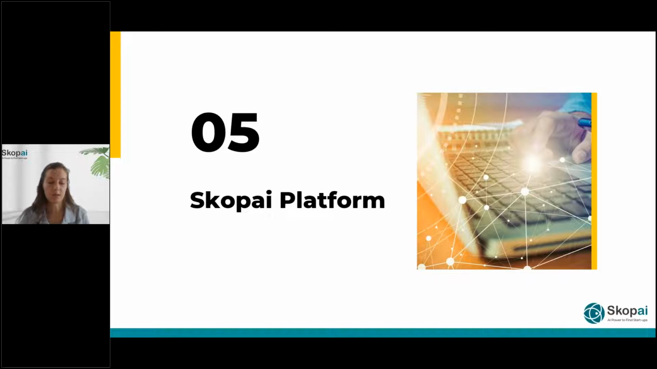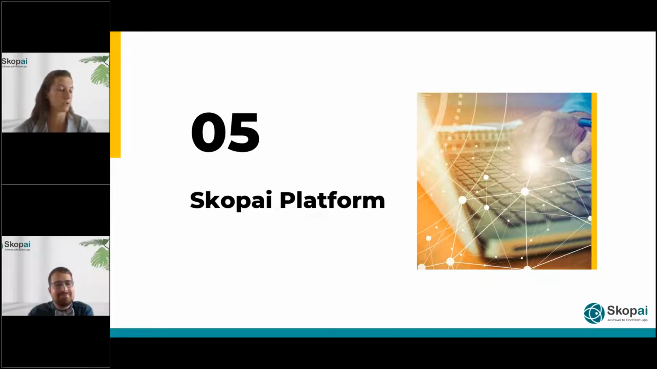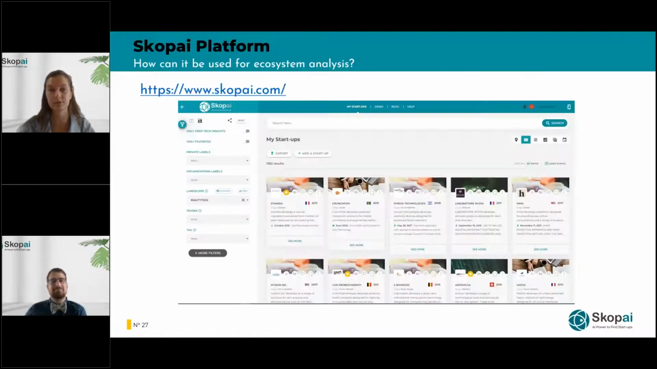And now I would like to give the floor to Christopher in order to show the Scopi platform and how it can be used for the ecosystem analysis.